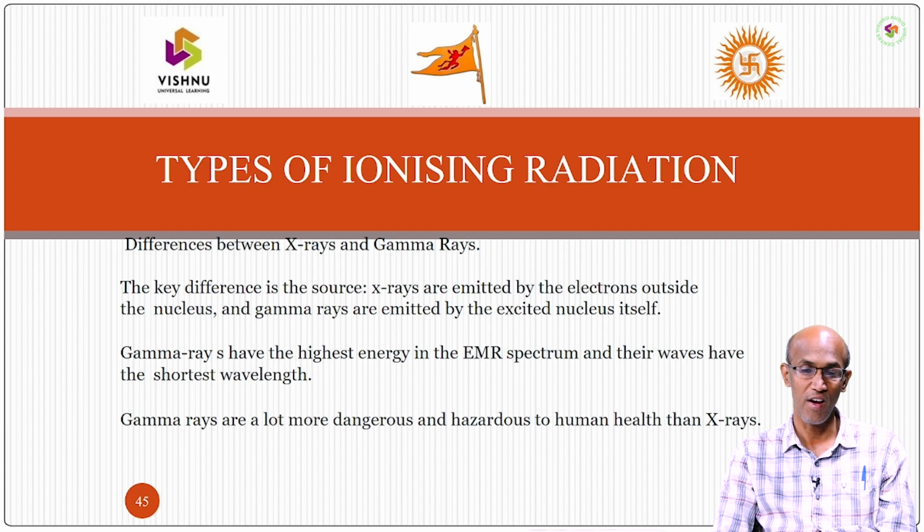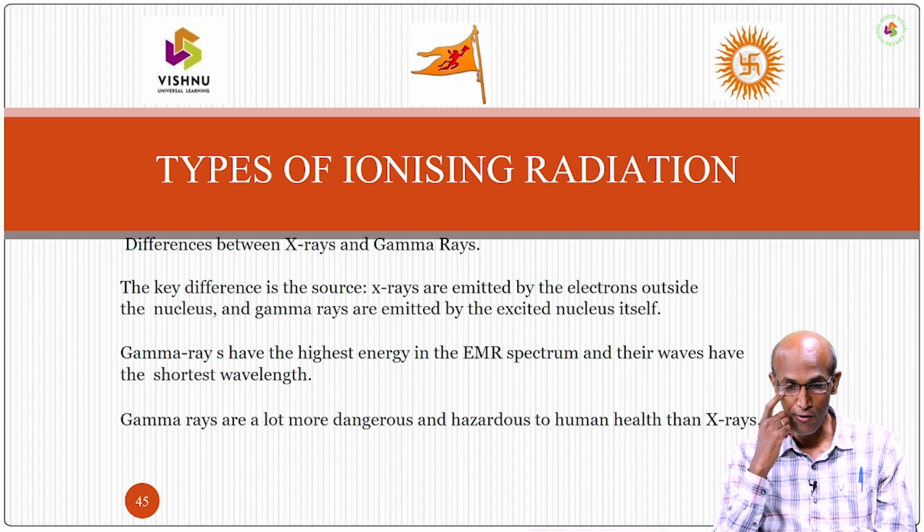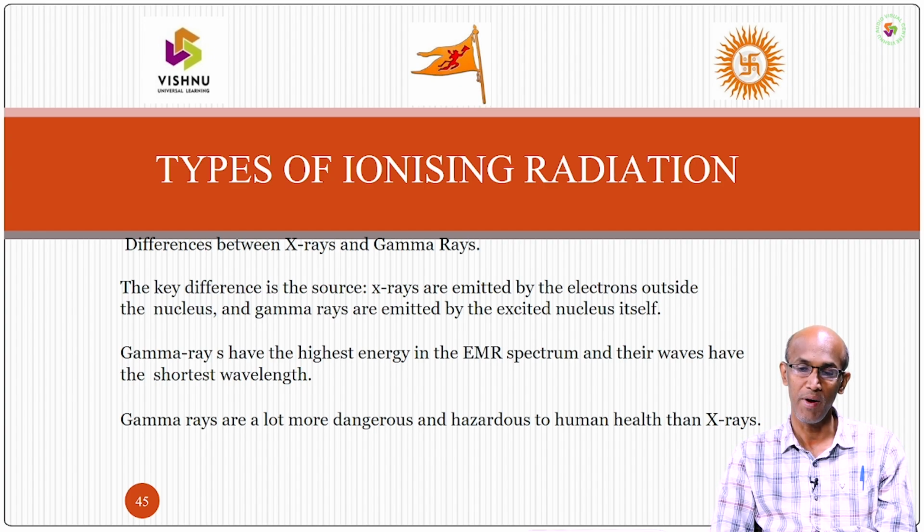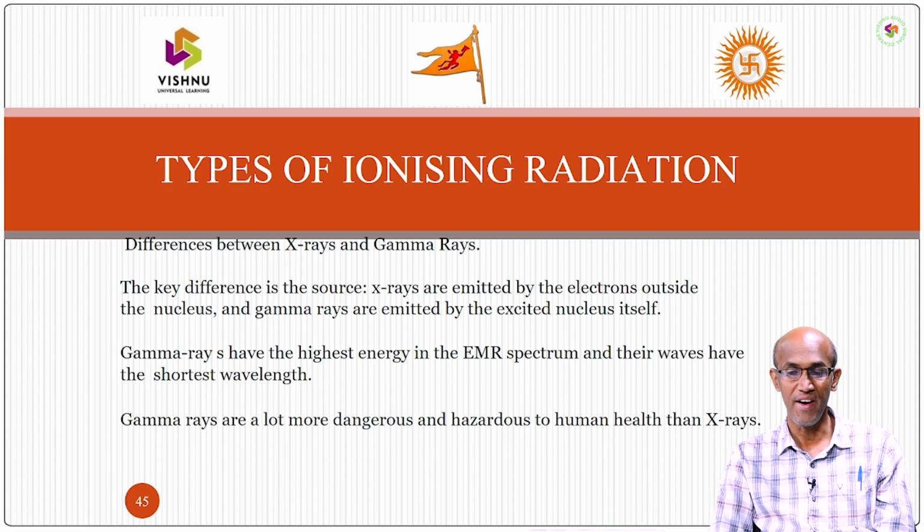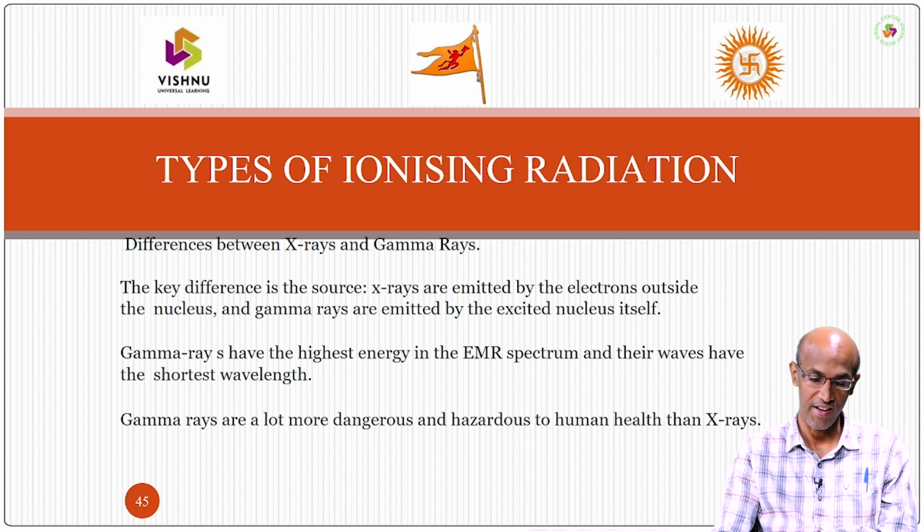Differences between X-rays and gamma rays are: the key difference is the source. X-rays are emitted by the electrons outside the nucleus and gamma rays are emitted by the excited nucleus itself. Gamma rays have the highest energy in the EMR spectrum and their waves have the shortest wavelength. Gamma rays are a lot more dangerous and hazardous to human health than X-rays.